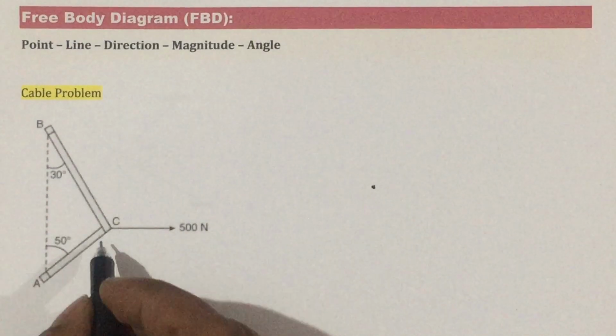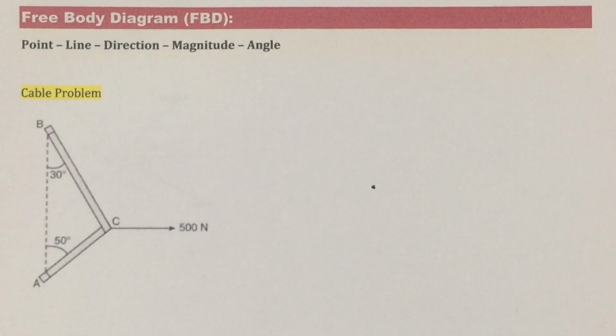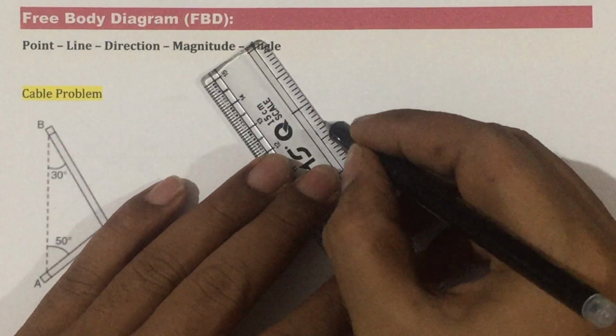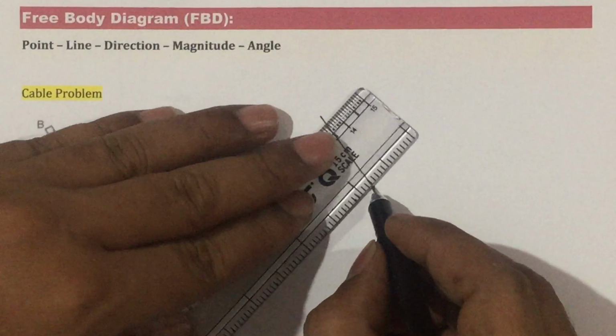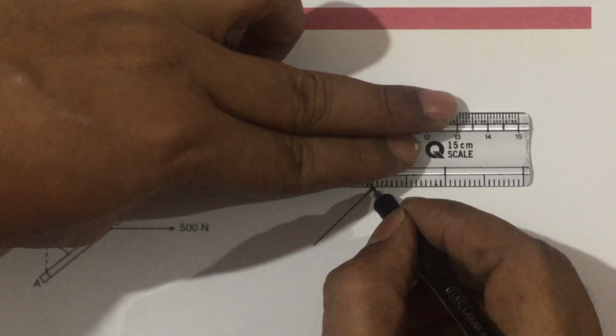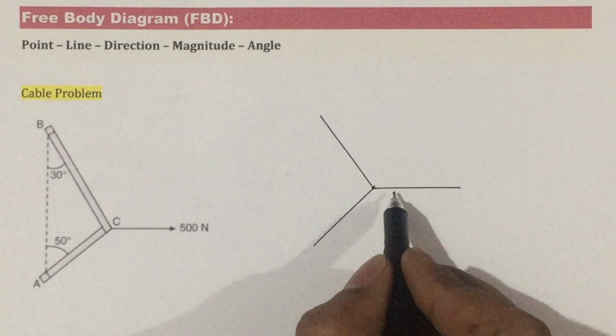Then line, write the connected lines as it is. Here we have one inclined line and one horizontal line. So, I am going to write the lines. Write it roughly. Okay. Point is over, line is over.